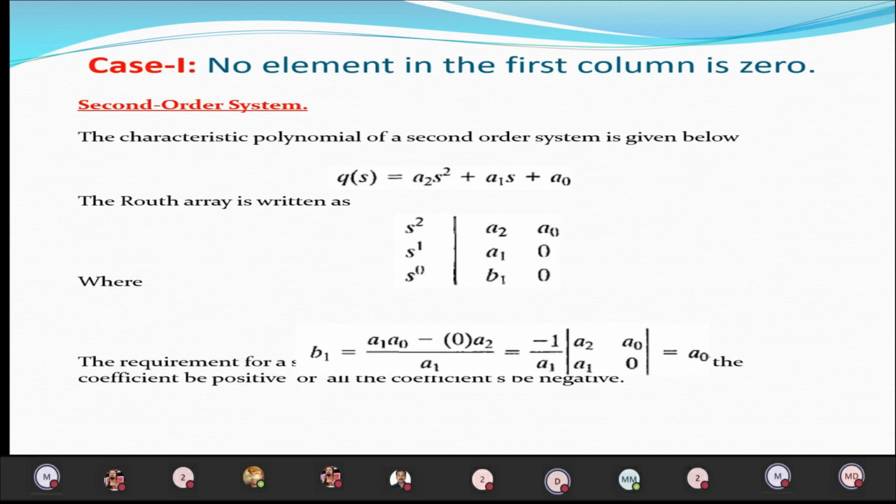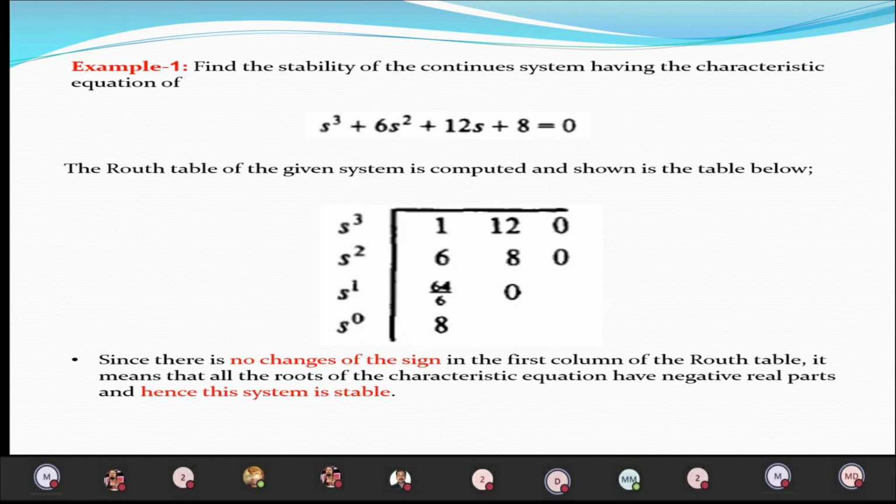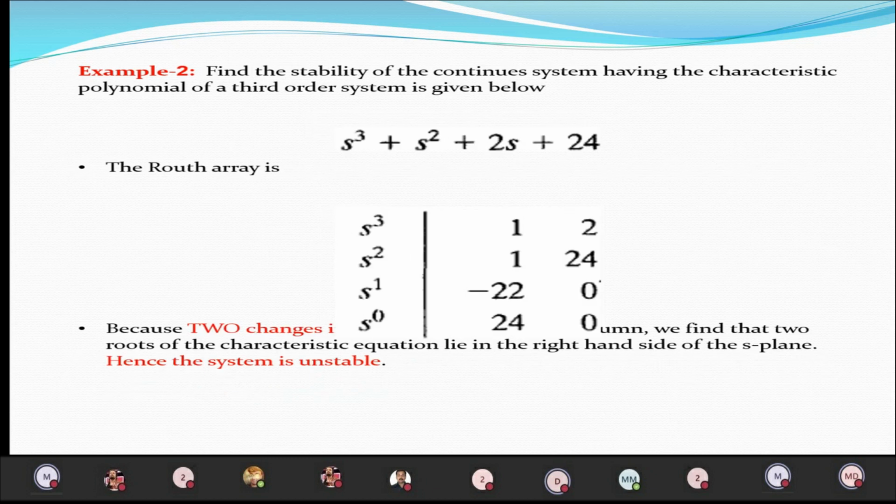Okay, so now you can take the first case. You can see the polynomial equation has been given. So you construct the root array, and you are getting this. Then you can see each value has been determined. Similarly, you can take the next one, the same procedure we have discussed. So you can follow it and determine the root array.